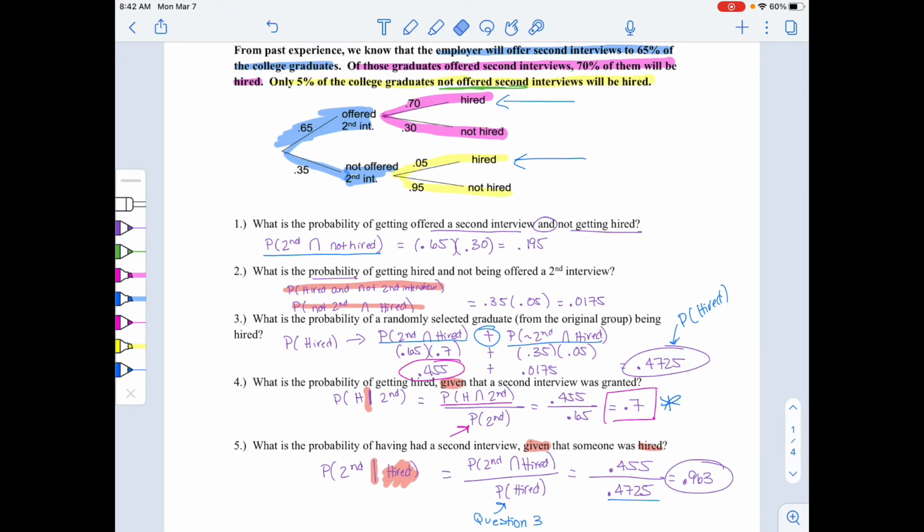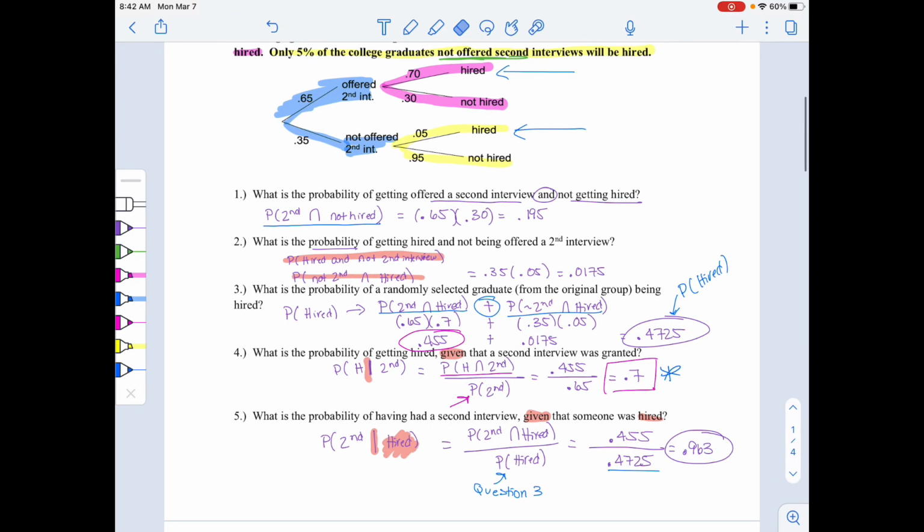Now, flip-flopping who we're looking at, question 5 says, what's the probability of having a second interview given someone was hired? Now we're looking at all of the people who were hired, which is different than question 4, which was looking at the people who had a second interview. Different group of people. So we set up our conditional probability. What's the probability that they had a second interview given they were hired? So it's the probability of second and hired divided by the probability that they were hired.